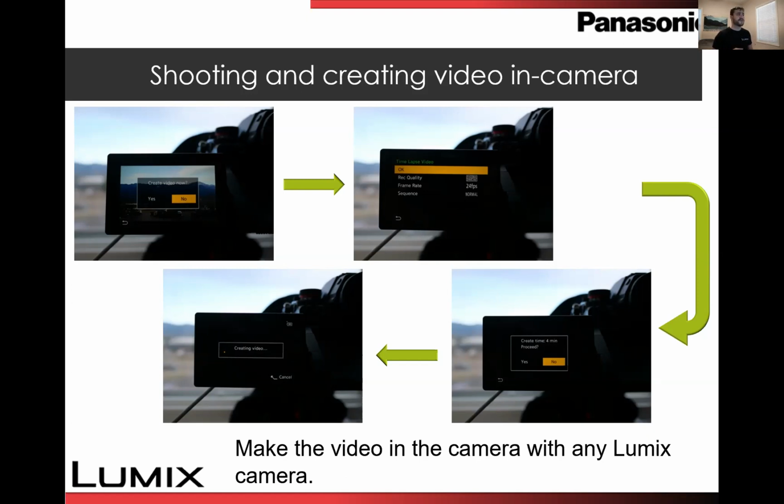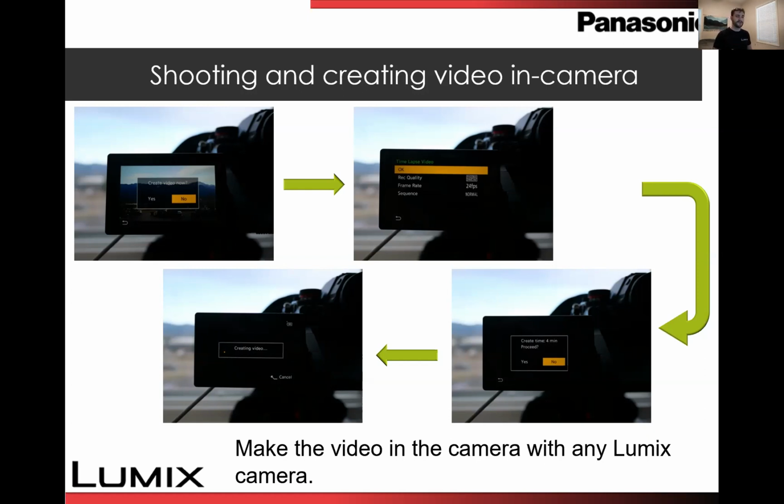So once you click yes on Create Video Now, you're given a couple of options. This is where you can say, what record quality do I want the video to be in? Do I want 4K? Do I want 1080? Do I want 720 in some cameras? Once you pick which frame rate you want, so if you knew that you wanted a 24 frame per second video, you can go in here and just select 24 frames per second in 1080 or 4K.